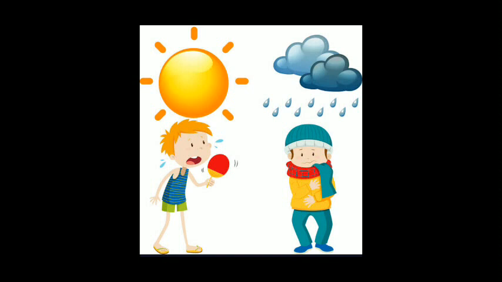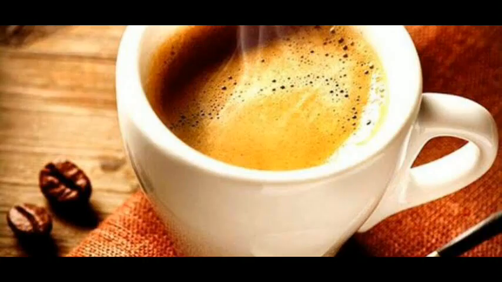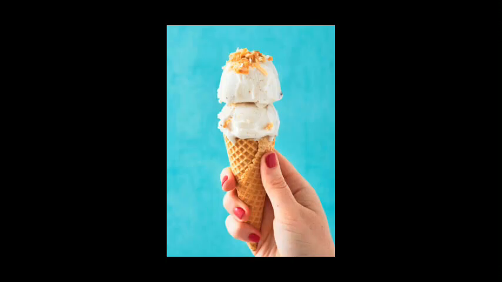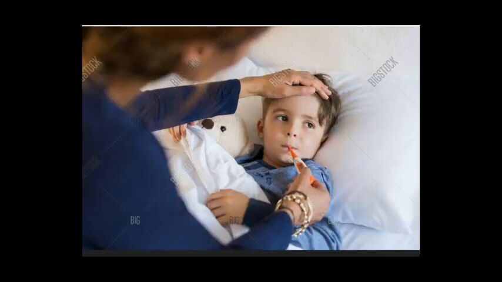In our daily life, we come across different types of objects. Some are hot like coffee, some are cold like ice cream. So how do you check the hotness or coldness of an object? I give you one more example. When you don't feel well, your mother used to touch your forehead and she just says that you have a fever, right? Means your body is hot.